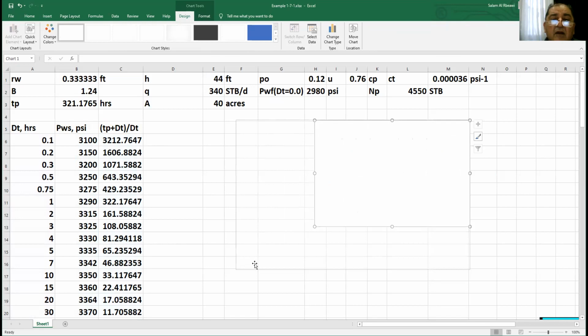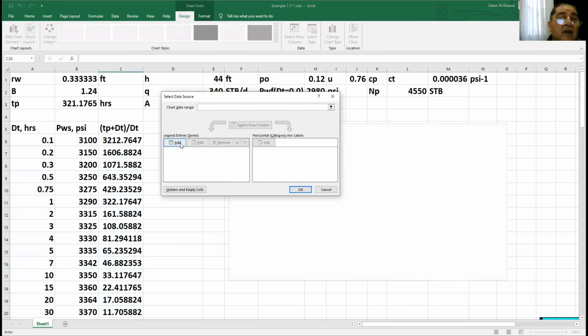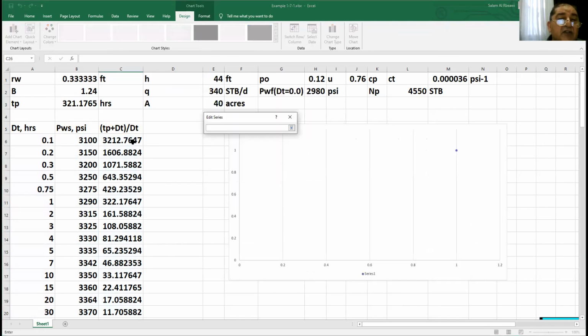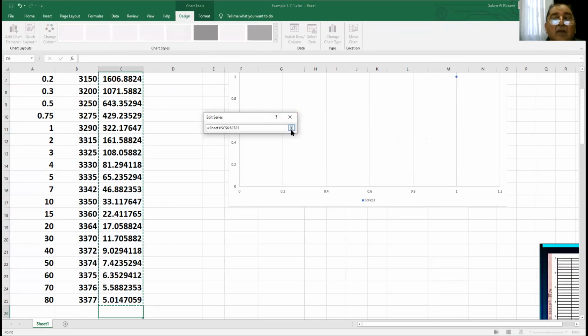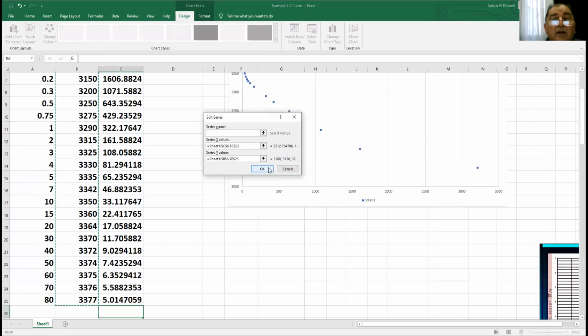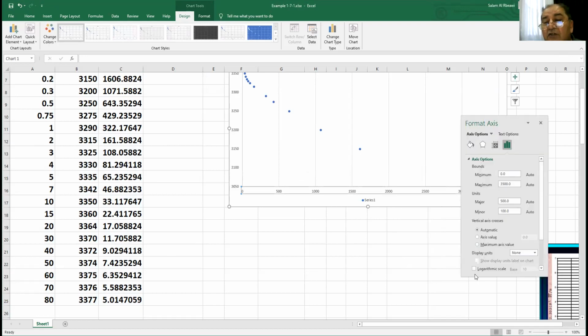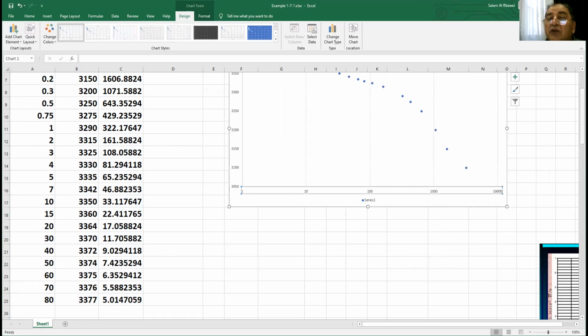Okay, so what you need now, select data, add x-axis. This is your x-axis, see guys, and here is your pressure. Good. And as you know, we're going to go with semi-log plot. So x-axis should be in logarithmic scale. And this is what you have.